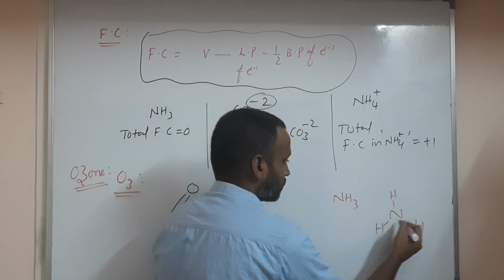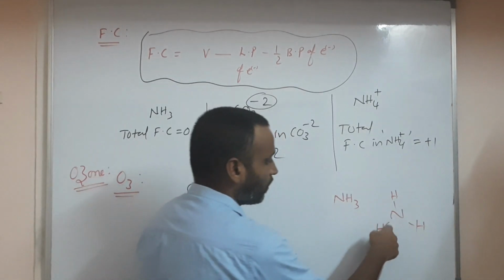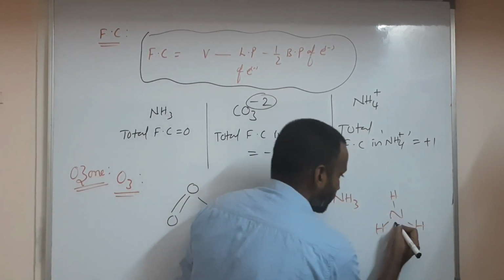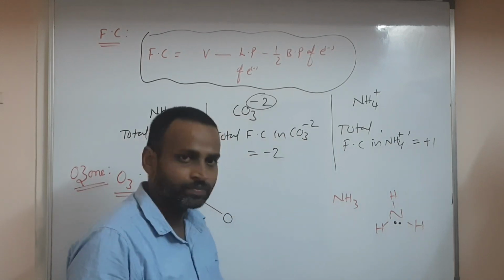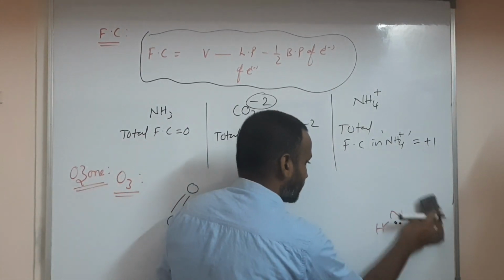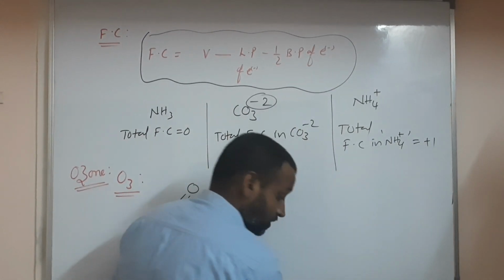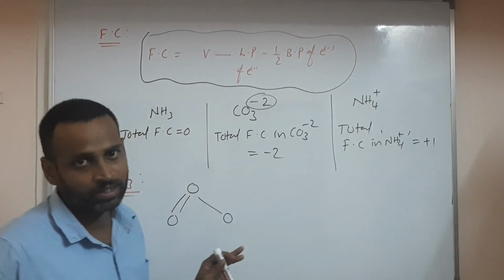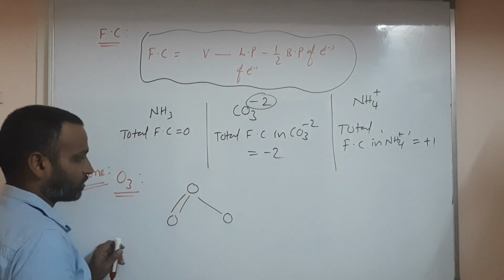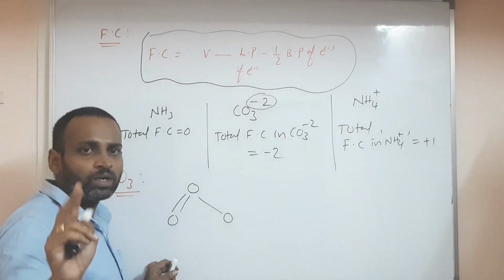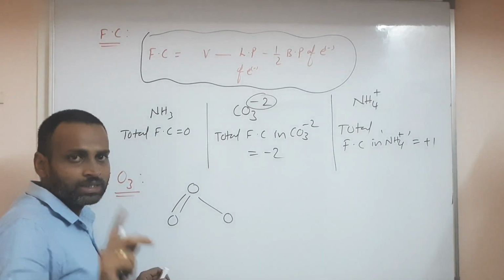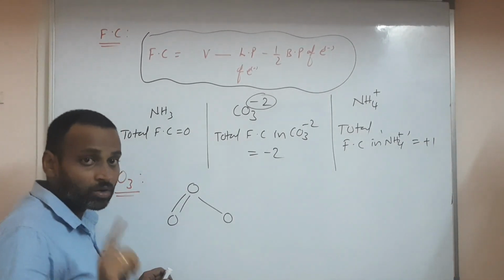Now 3 bonds. So totally you have to give an octet. 3 bonds means 6 electrons, so you have to write one more pair like this. Those kinds of examples they will definitely ask, and writing the structure with formal charge is important. So now I have to give the octet. Remember, double bonded oxygen has 2 lone pairs. Single bonded oxygen has 3 lone pairs.